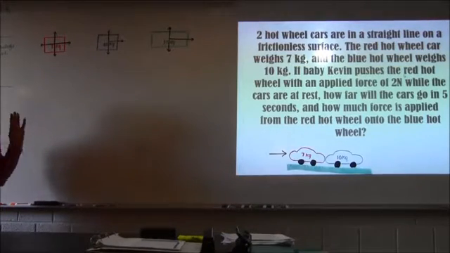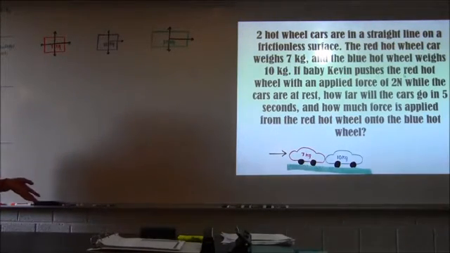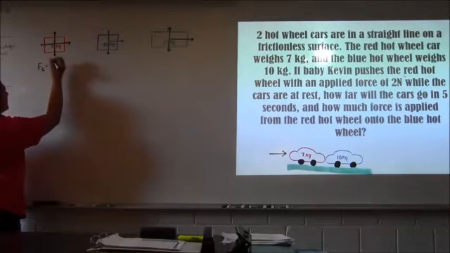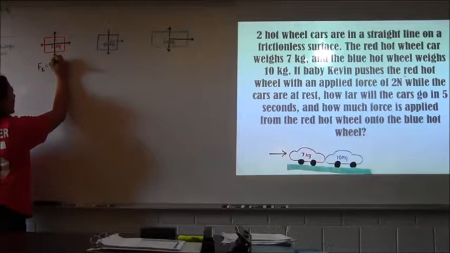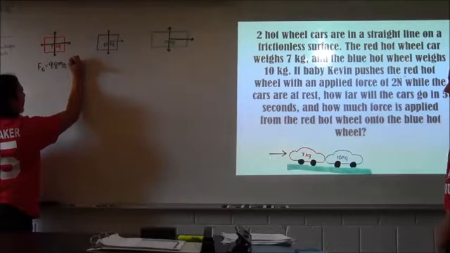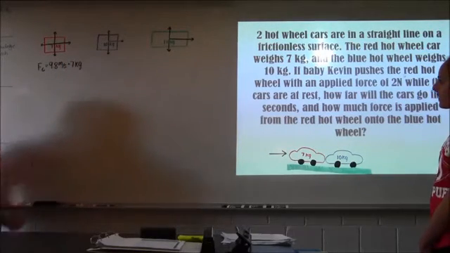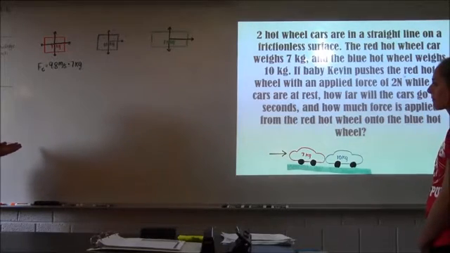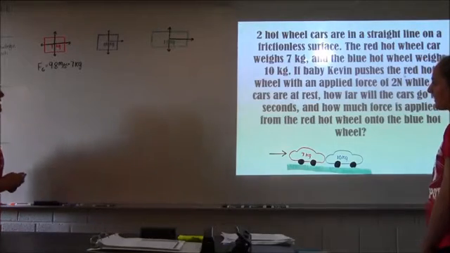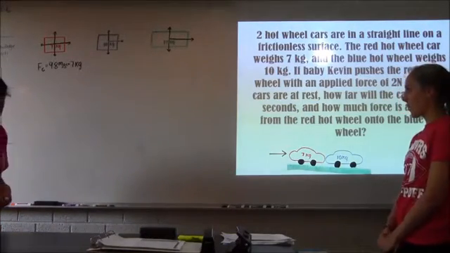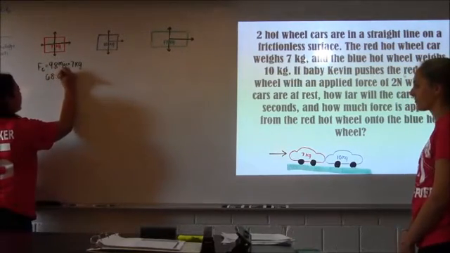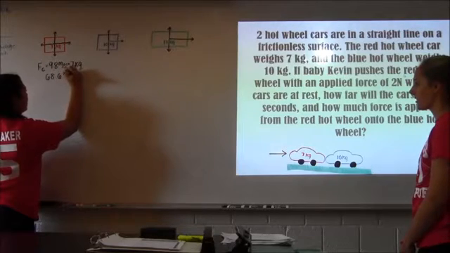What we know from the red diagram is we can find the gravitational force. The gravitational force is equal to the acceleration of gravity, which is 9.8 meters per second, and we multiply that by 7 kilograms. It's meters per second squared. Never forget the squared. Then, when you multiply those out, you will get 68.6 kilogram meters per second squared.